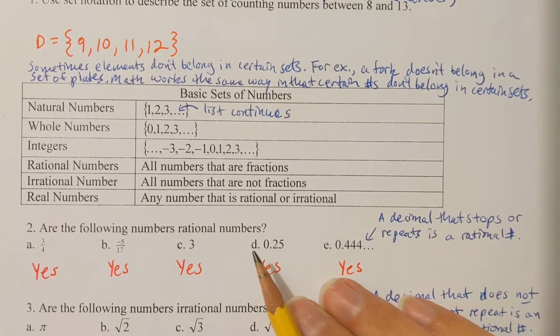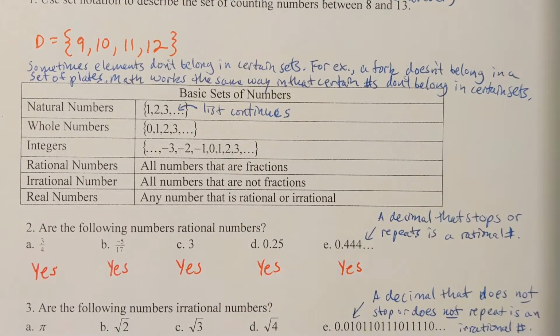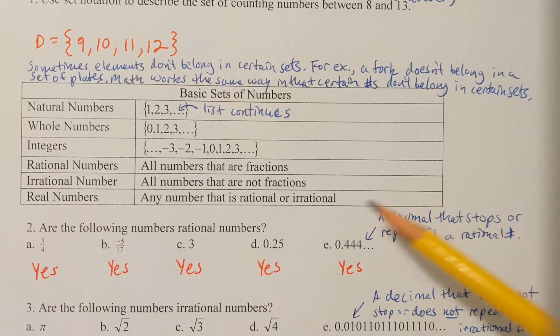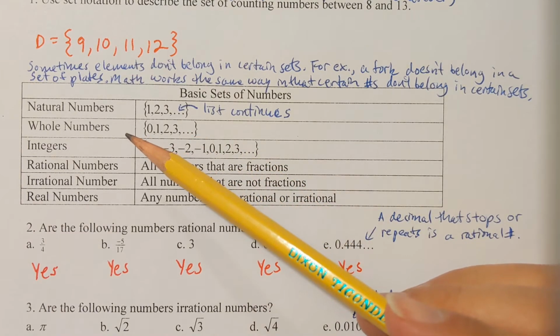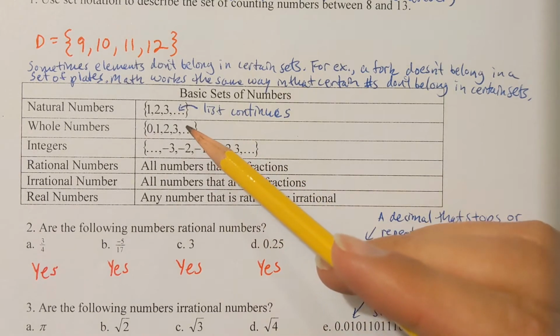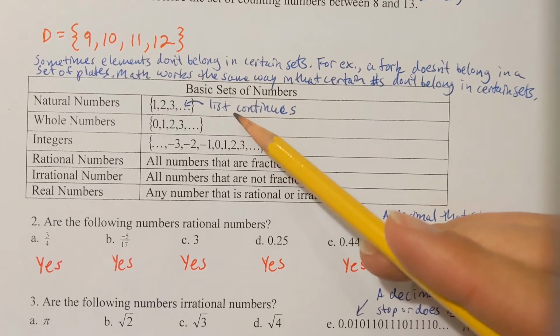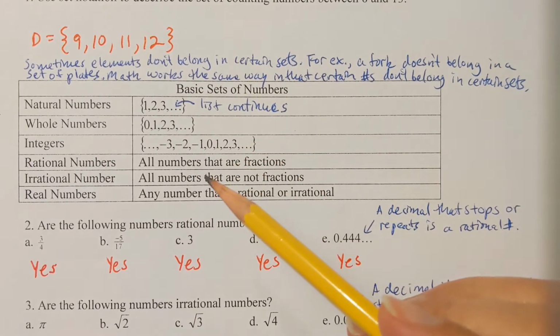So I've got our basic sets of numbers that we should know. This is in the book. The first set of numbers that we should know is the set of natural numbers. Natural numbers are counting numbers, starting at 1. So 1, 2, 3, 4, and the ... indicates that the list continues.